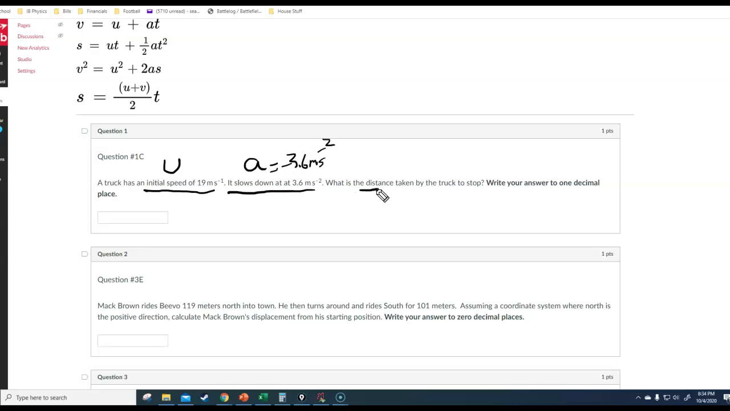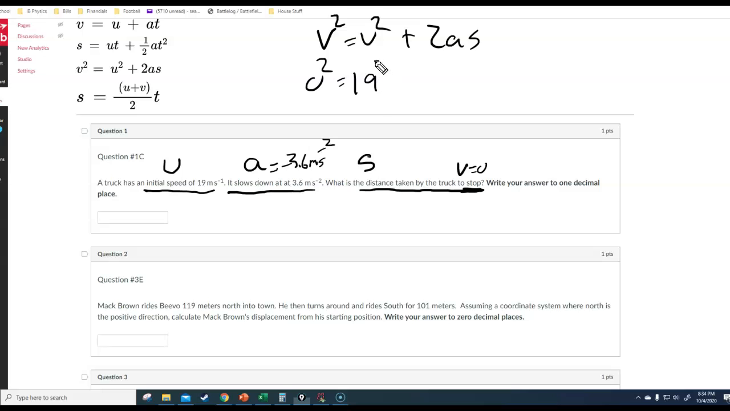They're asking basically how far the truck goes before it stops. If it's stopping, that means the final velocity will be 0. And so we are asked basically for s, which is the displacement. We wanted to choose the equation that has those variables. We plug into the equation. And then we're just going to solve this for s.